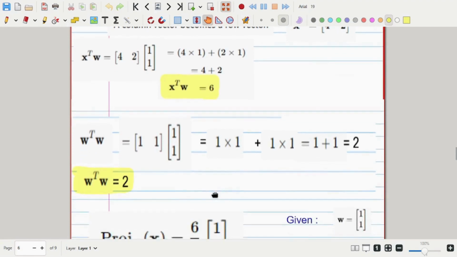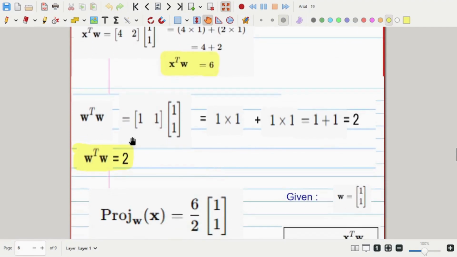Now calculate W transpose W. W transpose is the row vector 1 and 1. It is multiplied with the column vector 1 and 1. So 1 into 1 plus 1 into 1. So this will give 1 plus 1, which is equal to 2. So W transpose W is equal to 2.